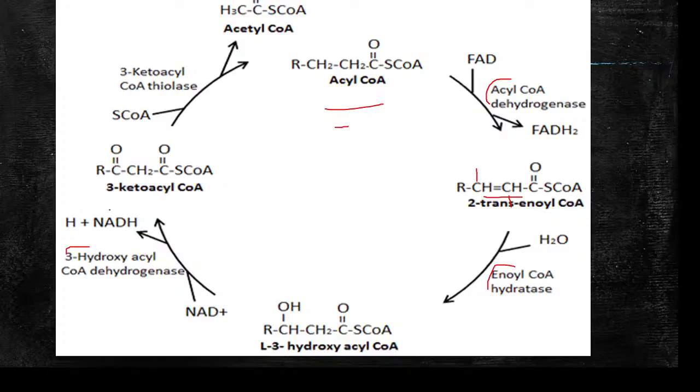In the next step, again hydrogens are removed. This time both hydrogens are removed from the beta carbon atom. So this hydrogen and this hydrogen are removed, and it forms 3-ketoacyl CoA. Finally this molecule releases acetyl CoA, and it forms a new acyl CoA which contains 2 carbons less than its parent acyl CoA. This acetyl CoA will enter the TCA cycle.